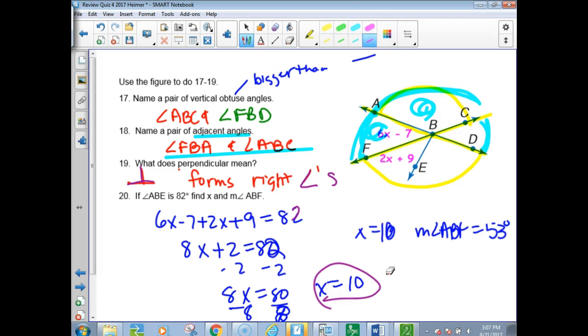And then it says, what does perpendicular mean? You better know because it's on the quiz. Perpendicular means you get formed right angles, segments or rays or lines that make right angles. And then this one says ABE. That's this whole angle from here to here is 82. So what I did was I added those and set it to 82. And I solved it, and I got 10. Good enough? That's it. We're going to do our quiz now.